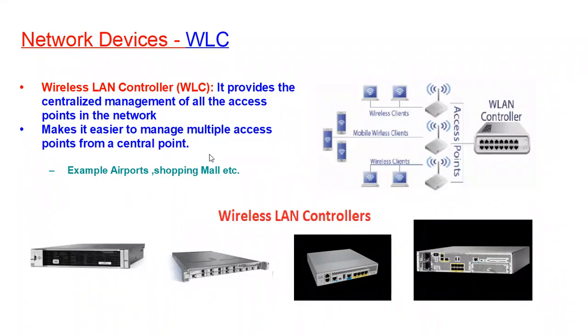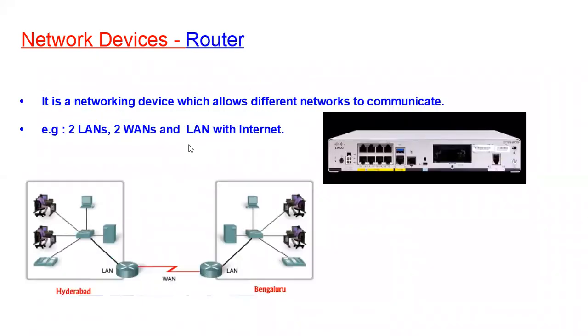All right, so switches are used in LANs to connect the devices, and switches require the cable. The access points are also used in your LAN, but it will connect the devices without any wire. WLCs are used to manage the access point from a central point. Then we have another networking device called router.